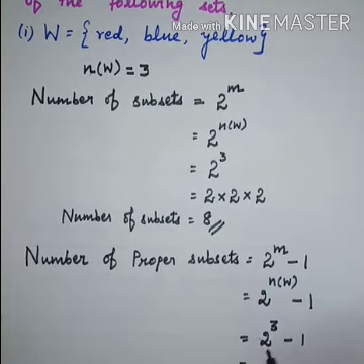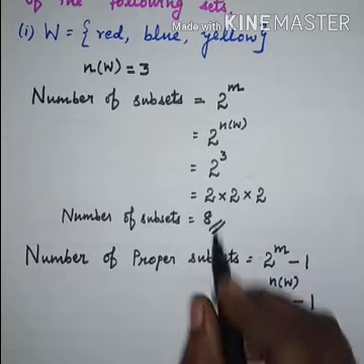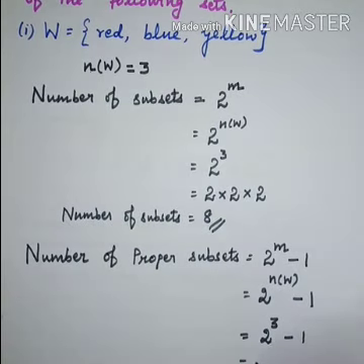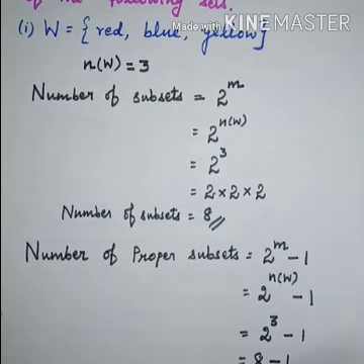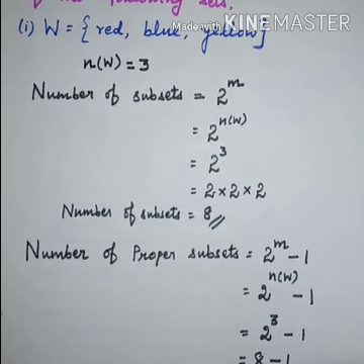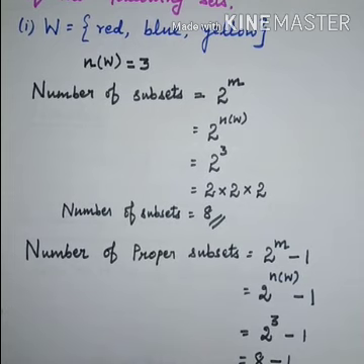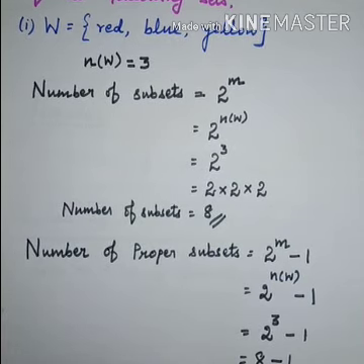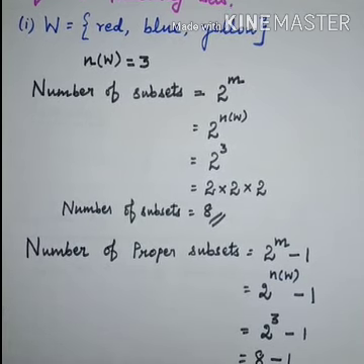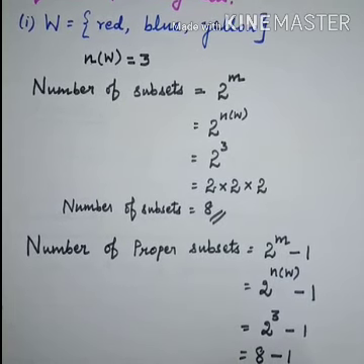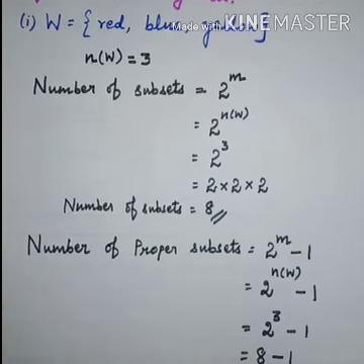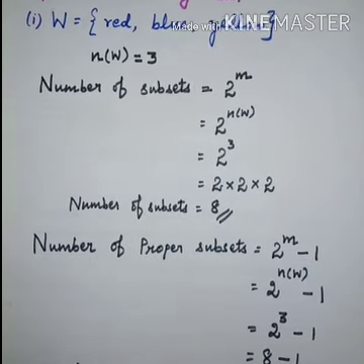Just now we identified the value of 2 cube. 2 cube is what? 8, 2 into 2 into 2. So 8 minus 1. 8 minus 1 is 7. So the number of proper subsets is equal to 7. Okay, is it clear?